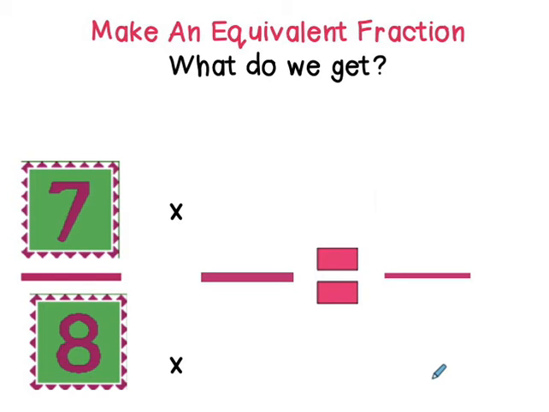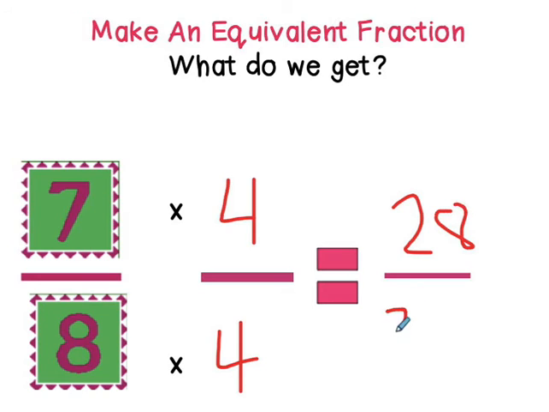Now we have 7/8. If I take 7/8 and I multiply it by 4/4, I'll end up with 28/32. This means that 7/8 is the same as 28/32.